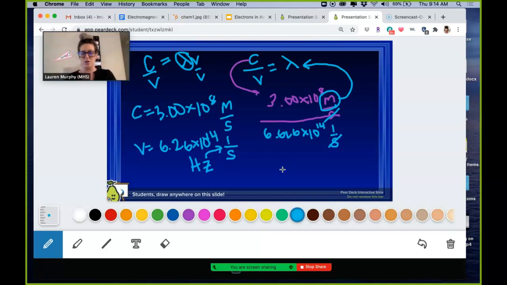So in your calculator you hit 3, EE button, EXP button, 10 to the X button, whatever button it is for you, and then 8, and then you put divided by 6.26, and then you hit that EE button again, or EXP button, and you should get 4.79 times 10 to the negative 7th, and then what are the units? Meters.